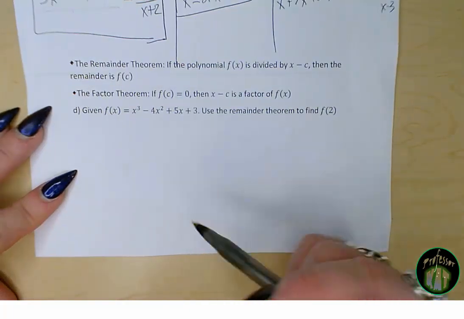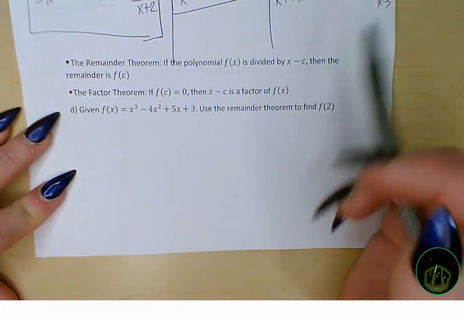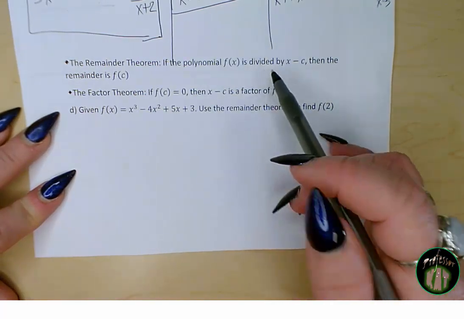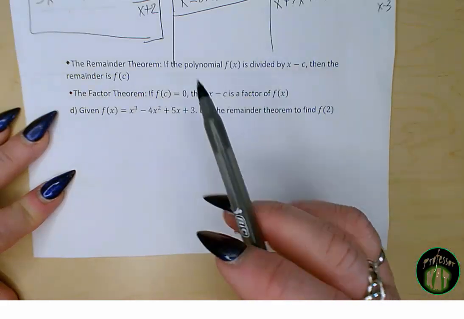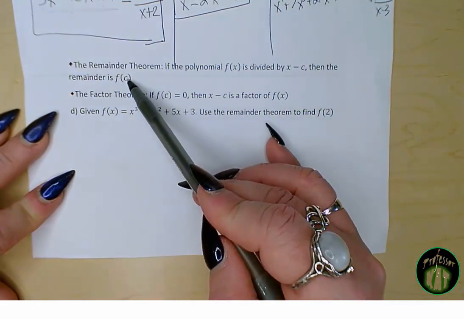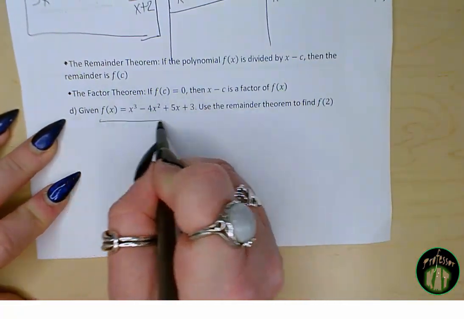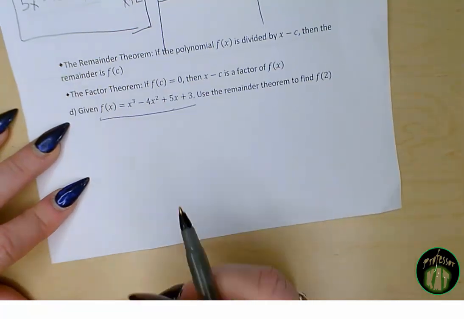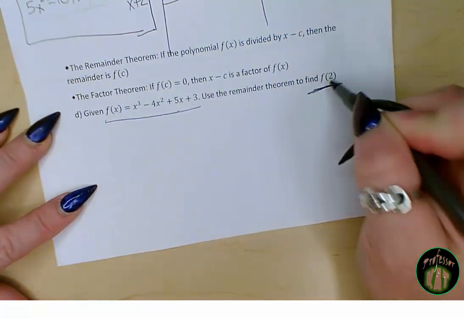So one other thing that we can use synthetic division for is the remainder theorem. It says that if we divide f of x by x minus c, then the remainder is the same thing we would get if we were to plug c into the function. So, for example here, if we have f of x equal to the following polynomial, it wants us to use the remainder theorem to find f of 2.